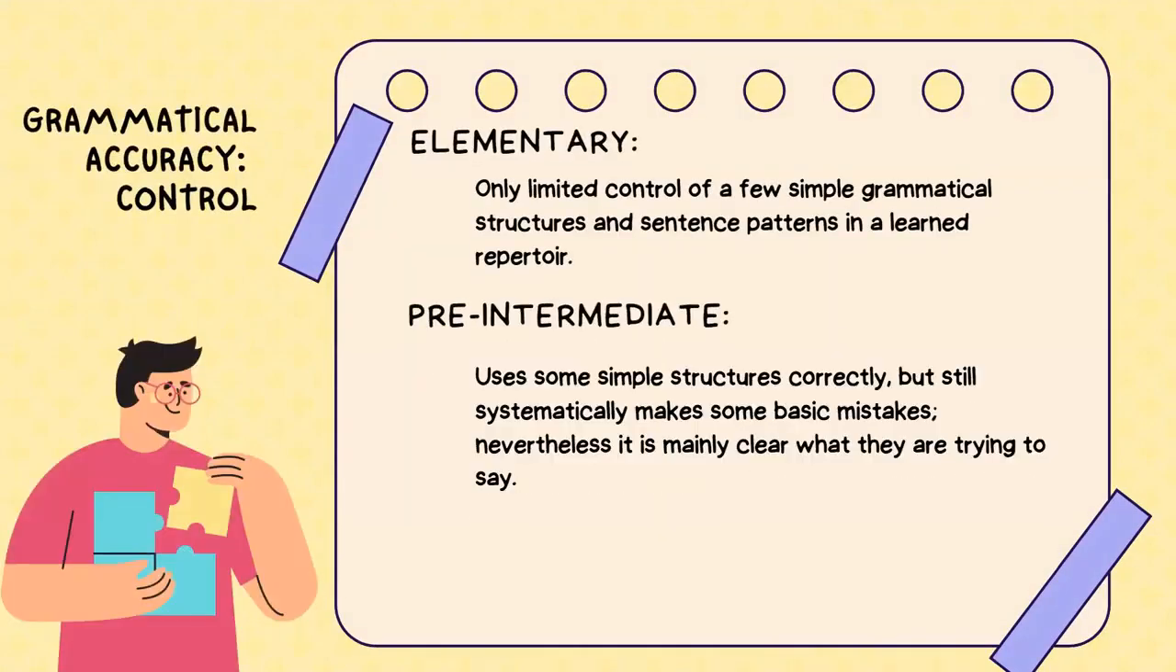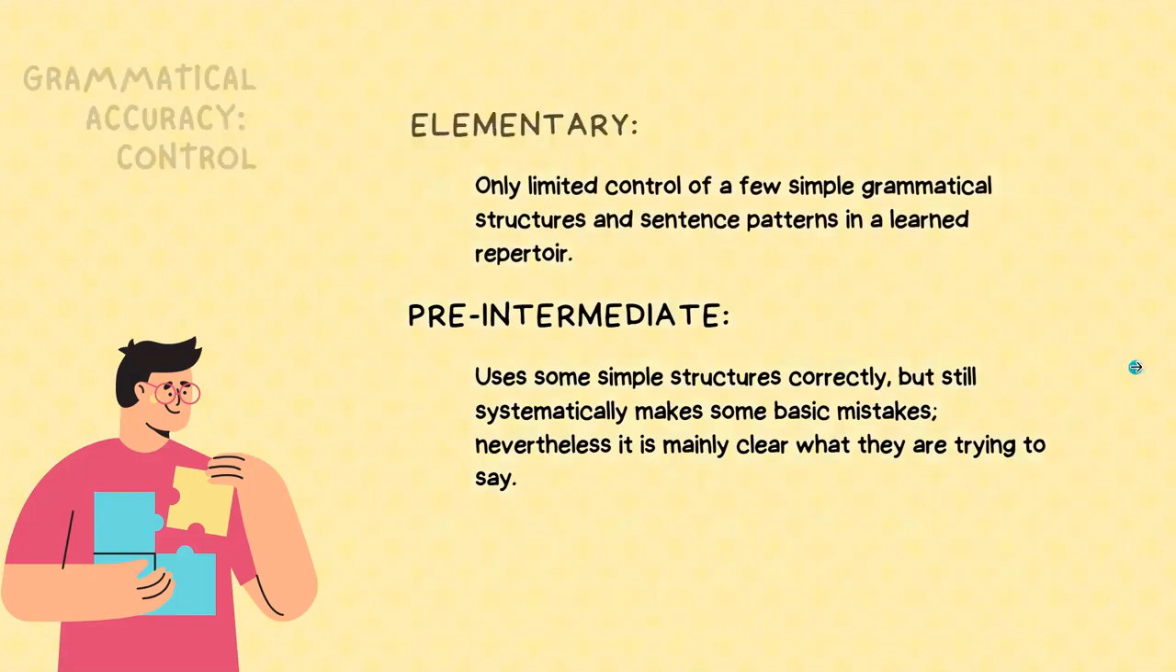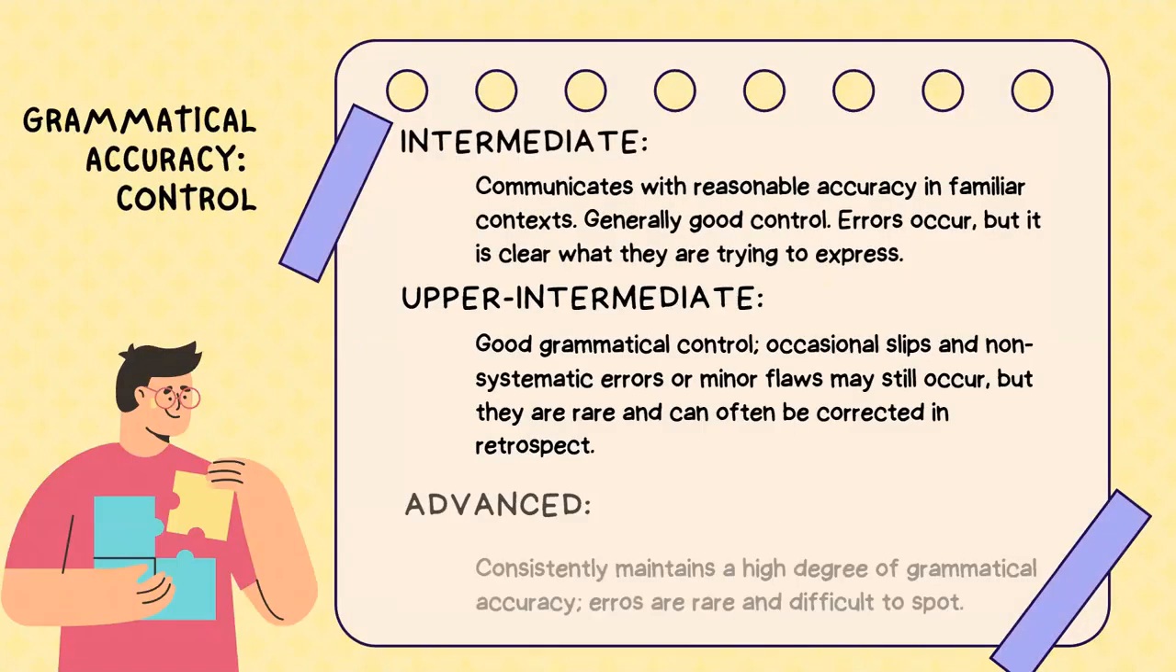Now let's turn to the exact performance of this grammar knowledge, that is, grammatical accuracy and control. Elementary level students have very limited control over very few simple grammatical structures and some sentence patterns that they have learned. Pre-intermediate level students use some simple structures correctly, but still systematically make some basic mistakes. Nevertheless, it is mainly clear what they are trying to express.